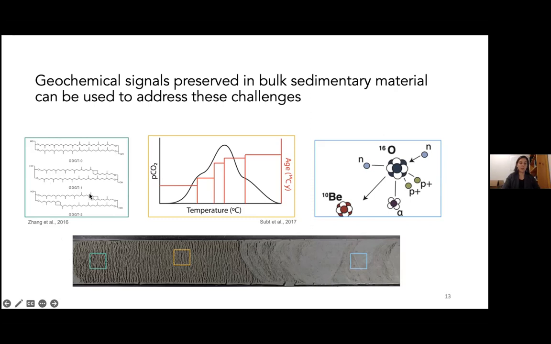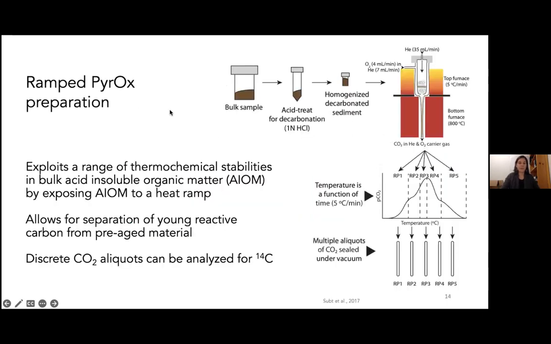One of them is biomarkers. I'll be talking about that in terms of TEX. Another is Ramped PyrOx, which is ramp pyrolysis and oxidation. And that is a preparatory method used to more accurately constrain a C14 date from bulk sedimentary material. And then I'll be talking about beryllium-10, not in a dating context, but rather in a relative concentration within the sediment. So let's start with Ramped PyrOx.